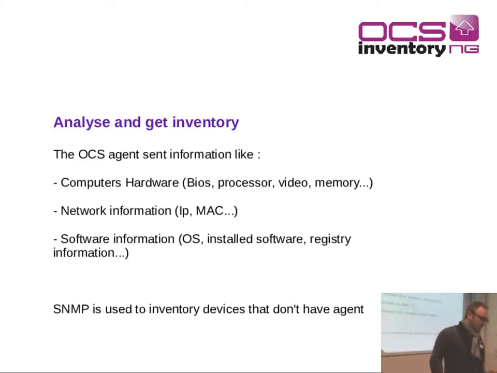And software information, operating system, installed software. If it's a Windows machine, you can get registry information, which is very useful. You need the agent to get this information. If you don't have it, for example, on a network device like a switch, router, or printer, you can use SNMP to get information and inventory it.